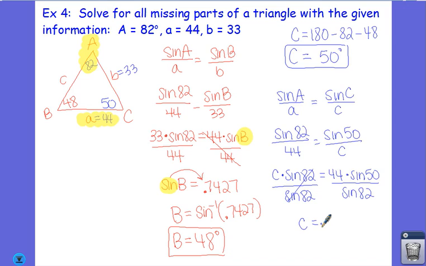Calculators, pick them up. 44 times the sine of 50, close parentheses, divided by the sine of 82, and you should get 34.0. And so that's my final piece. So these are a little different, little extra steps in there. We're going to try another one just like it.